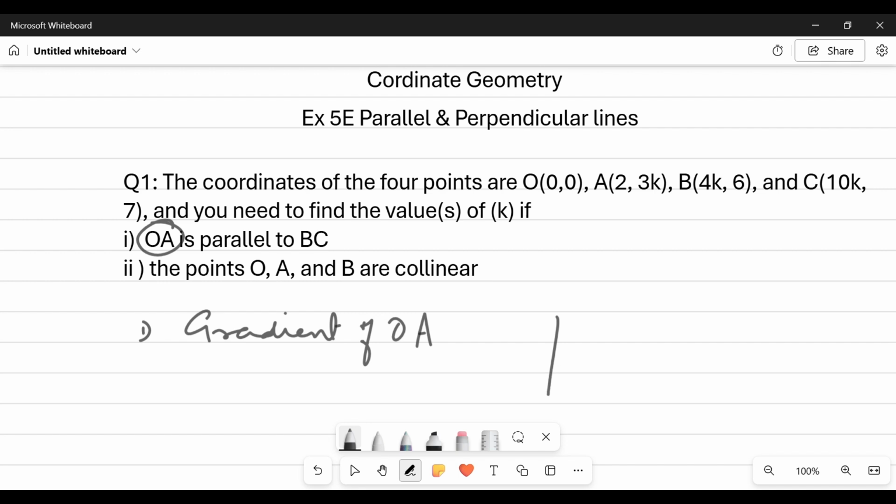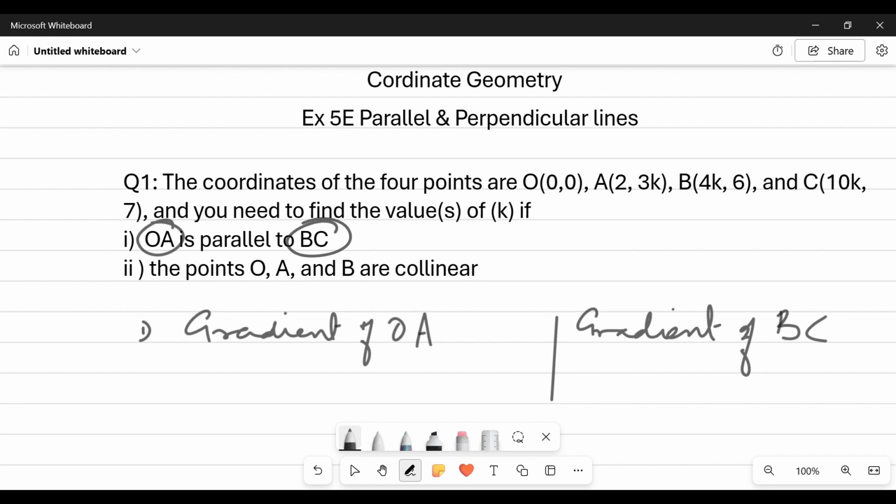Then, once we find this one, the second step is to find the gradient of BC. Once you find the gradients of OA and BC, which are parallel to each other, they become an equation. Then we need to find the value of k, which is unknown here. And what is the formula of the gradient? It is change in y over change in x.